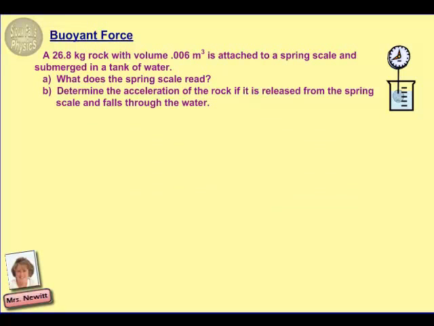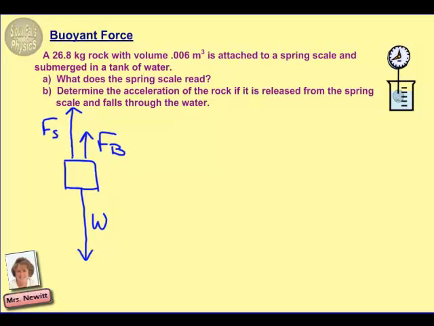So as usual, we want to start with a free body diagram. Notice that the rock, even when it is underwater, still has an amount of weight pulling down. We also know that because it is submerged, it will have a certain amount of buoyant force pushing upwards. And then finally, in addition to that, the scale itself is also pulling upwards. So as we can see, because it is at rest at the current time, the scale and the buoyant force together will cancel out the weight. And so the first thing we want to do is figure out how much buoyant force we have.